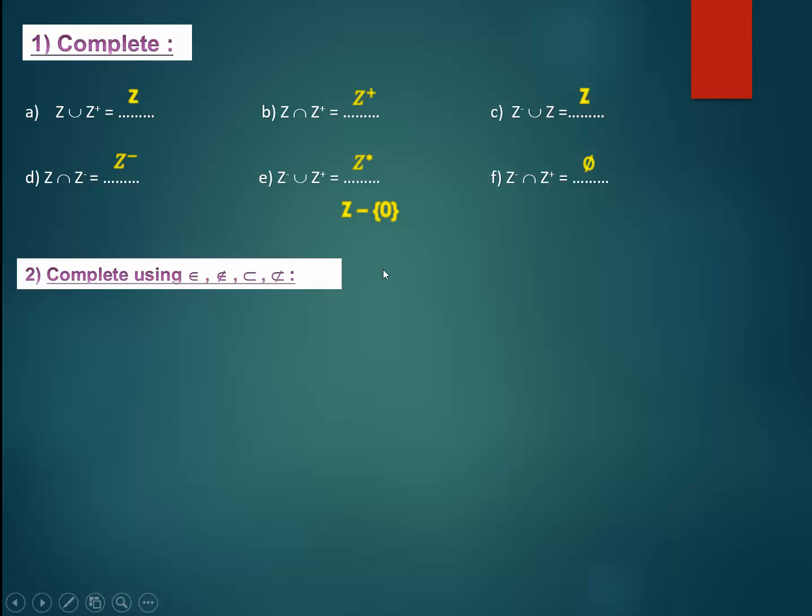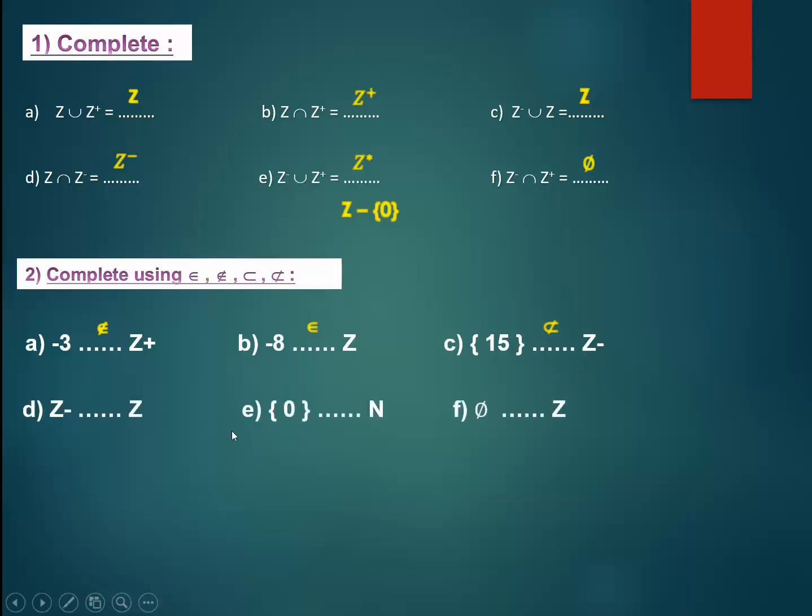Complete using belong, not belong, subset, not subset. Negative 3 and Z positive, not belong. We know that if we have braces, it means belong or not belong. This is an element and this is a set. Negative 8, yes, belongs to Z. The set of 15, not a subset of Z negative. Z negative and Z, subset. And the set of 0 and N, subset. And phi is a subset of any set.